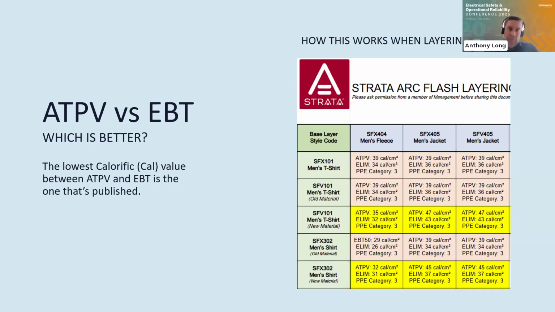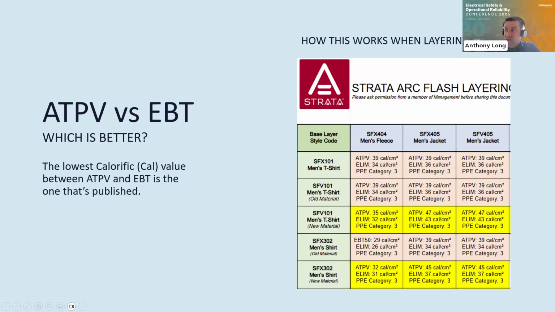I'm going to pick on the top left box here. Undergarment SFX 101 men's t-shirt, coupled with an SFX 404 fleece, is achieving 39 cal, 80 BV, and a 34 cal ELIM. Obviously, that's PPE category 3. We're not quite in category 4 PPE at that point. And we have a new material, which you'll see highlighted on this SFX 101 men's t-shirt, new material.